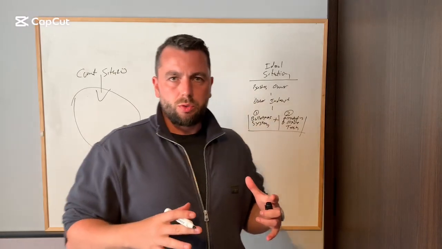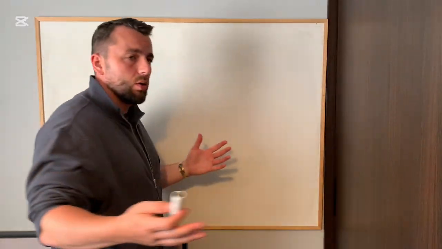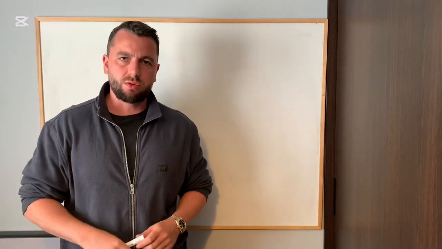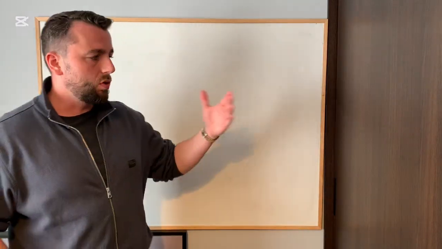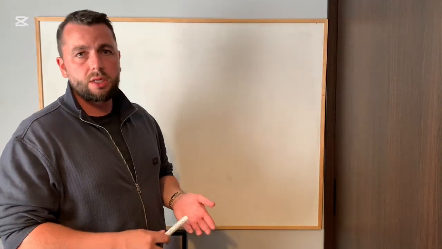Your systems run the business, your team run the systems. What a business is, ultimately, is a whole list of stuff that has to get done, and somebody has to do those things. All of these tasks and roles and responsibilities fall under either marketing, sales, operations, accounting, or admin.